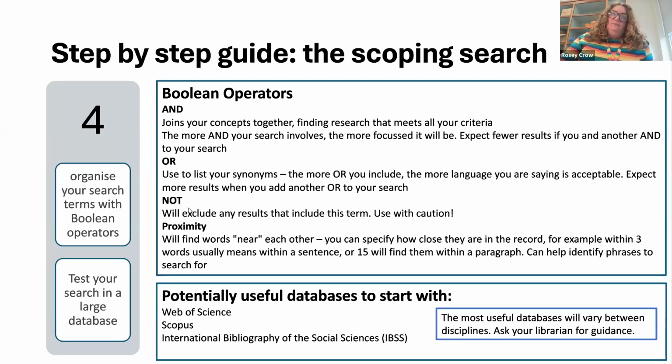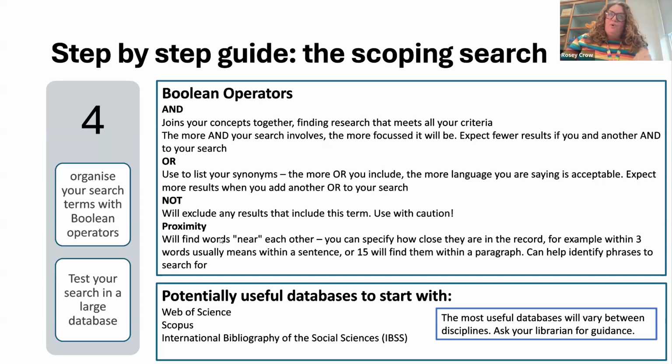There are a couple of others as well. Not will exclude any results. So say I was interested in papers about children, I might want to say not teenagers in order to exclude those ones. But I would say use it with caution, because there only has to be a passing mention of the word teenager. Maybe the paper is saying, we're interested in children, not teenagers. But because you've said not teenagers, it's excluded that paper. So use it with caution, but it's something to consider experimenting with.